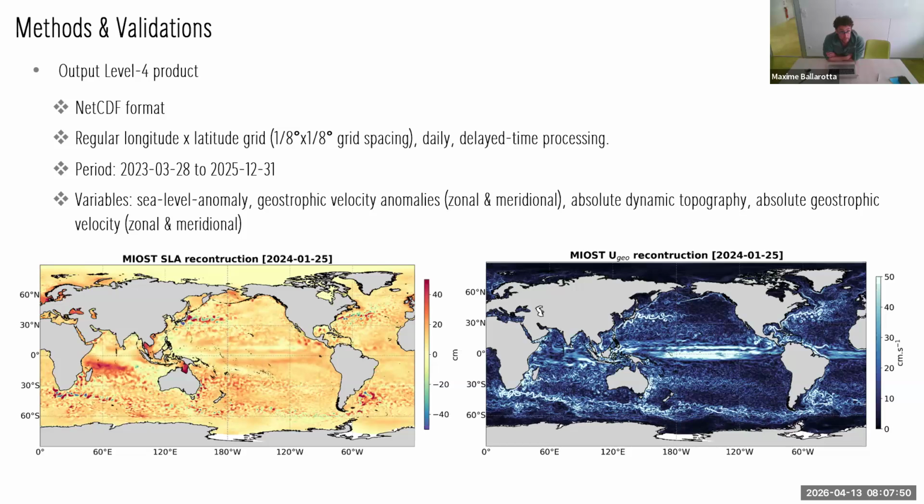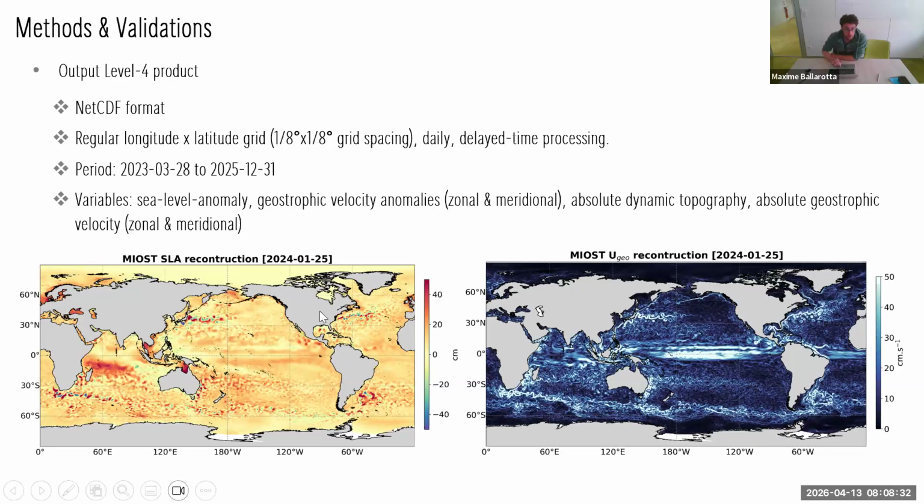In terms of output, we deliver the level 4 product in NetCDF format on a regular grid at 1/8 degree grid spacing. It's a daily grid, with daily time processing on the Aviso website. The period available in daily time on Aviso is up to the end of 2025, and the variables you will find in the product are sea level anomaly, geostrophic current anomaly, absolute dynamic topography and absolute geostrophic current.